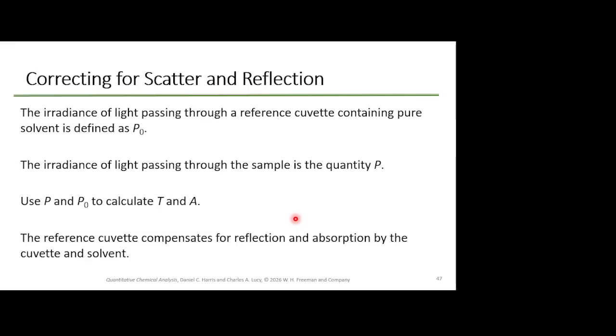Okay, so you're going to use these P0 and P. The irradiance that passes through the sample is going to be P. That's the actual sample one. And those are going to be used to do the T and A. Now, your reference cuvette will actually give you most of these reflection absorptions. This will give you those for the cuvette and the solvent. If you introduce anything else, those will not account for those.